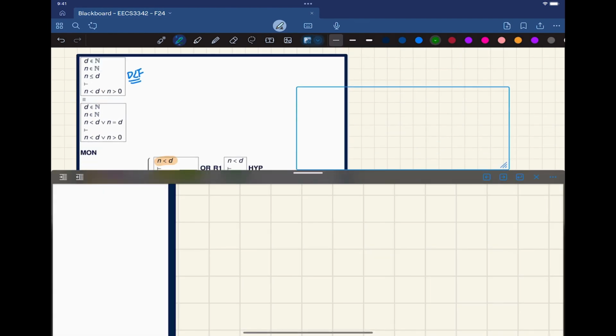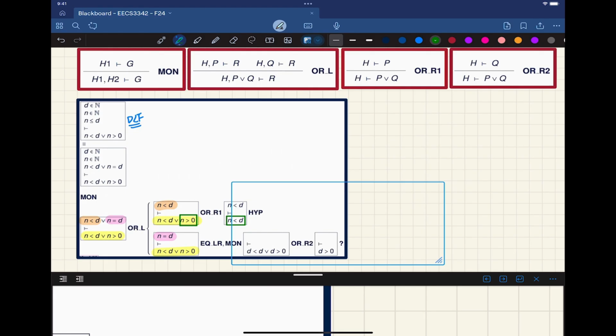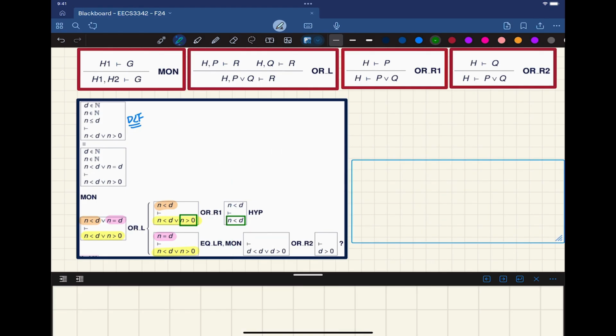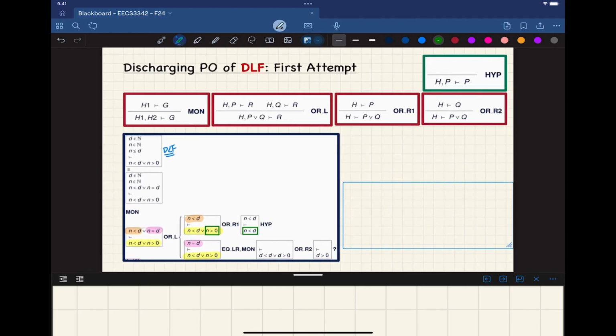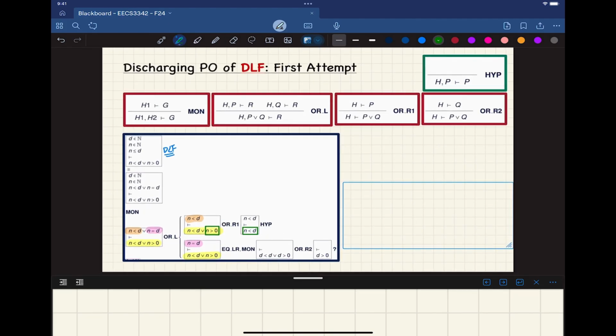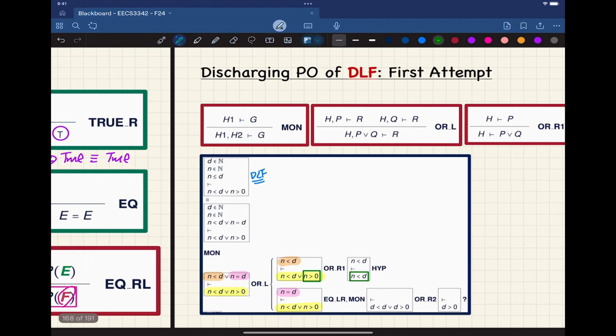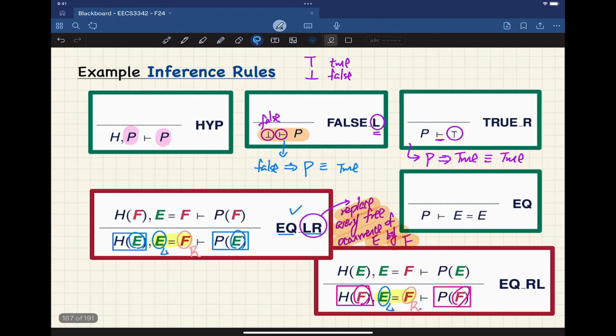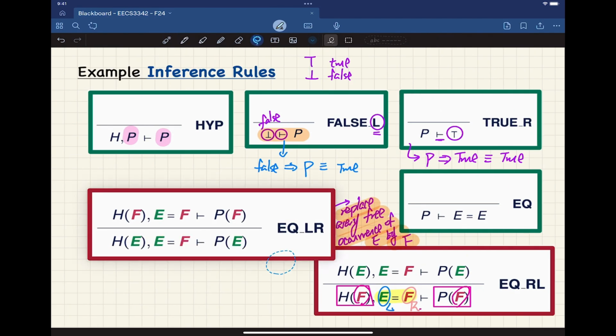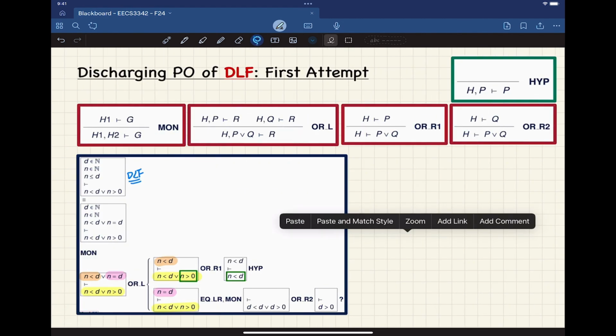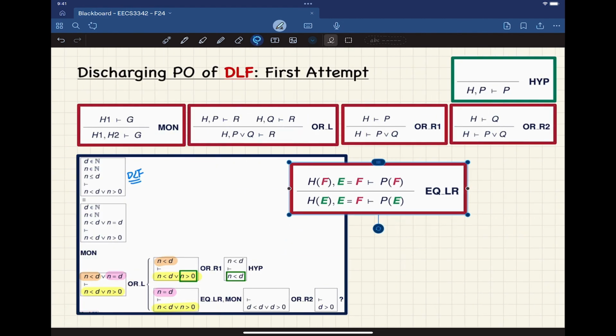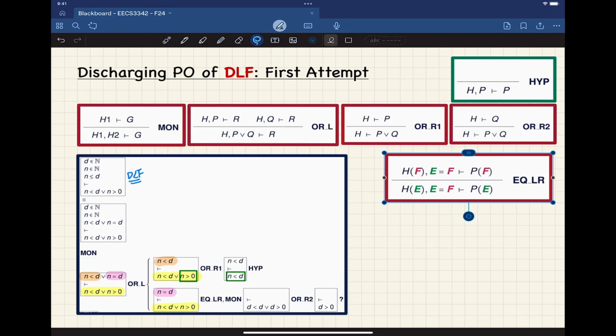Oh, sorry about that. Let me copy it again. Let me try to get it back. How can I just get rid of it? There we go. Okay, let me copy again. We're going to need EQLR, so let me copy that. That's good, and put it here. There we go. Okay, let's now review what EQLR is supposed to mean.